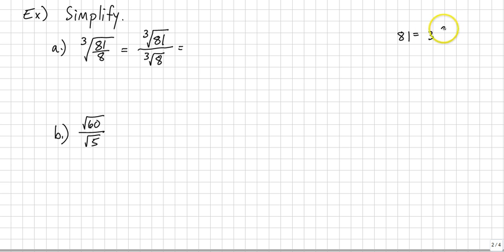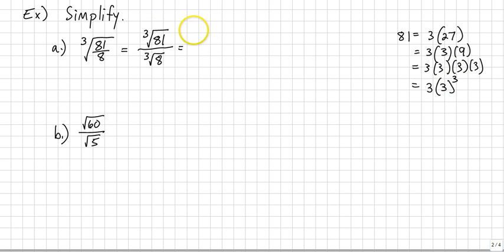So 81 is 3 times 27, which is 3 times 3 times 9. And that would be 3 times 3 times 3 times 3. Well, it's a cube root. So I want to put 3 of those together and write this as 3 times 3 cubed, because we need something cubed so that this thing will simplify. So we're going to replace 81 with 3 times 3 cubed, and then 8 is a perfect cube, so that would be the same thing as 2 cubed.